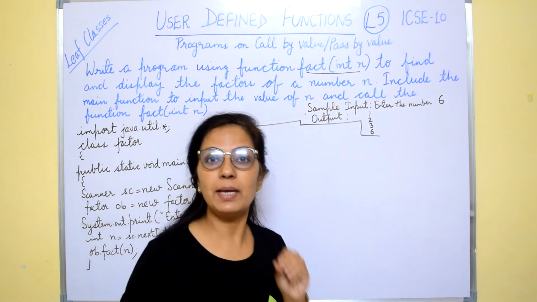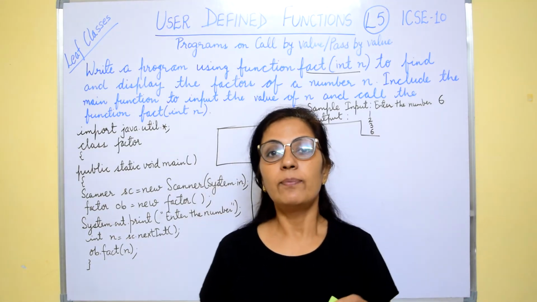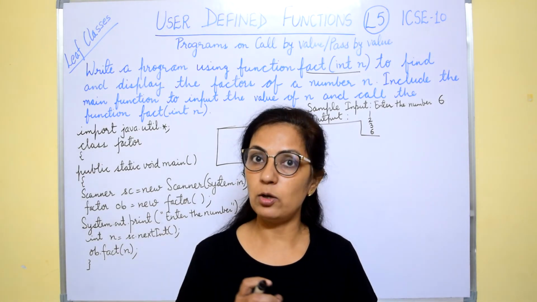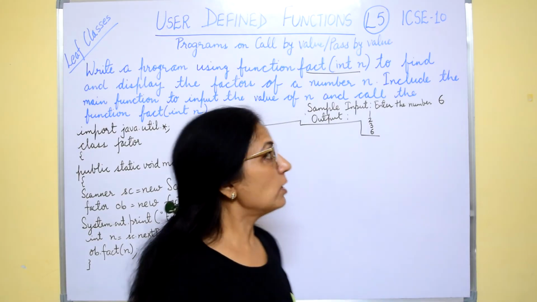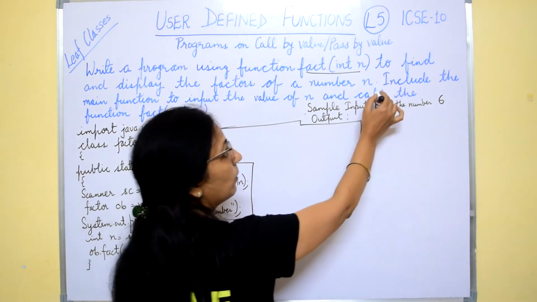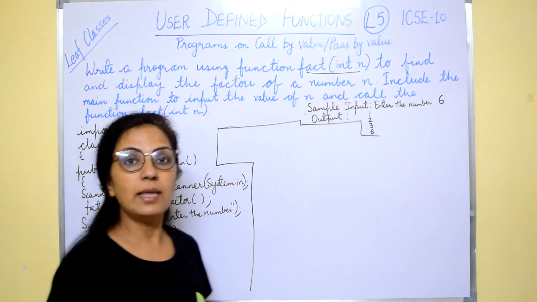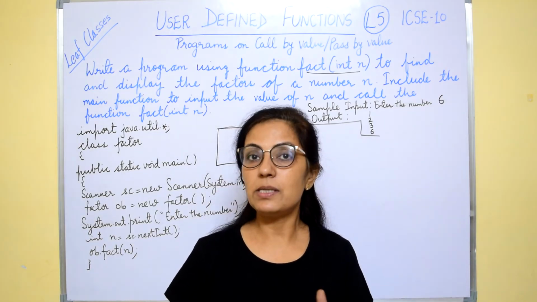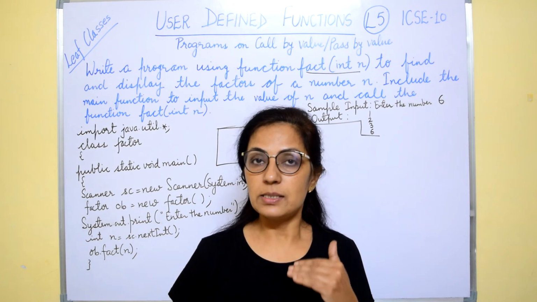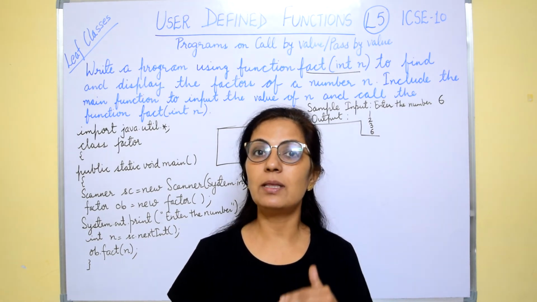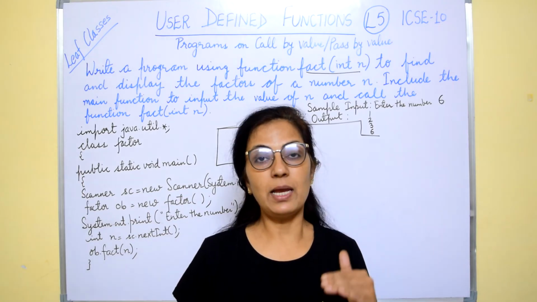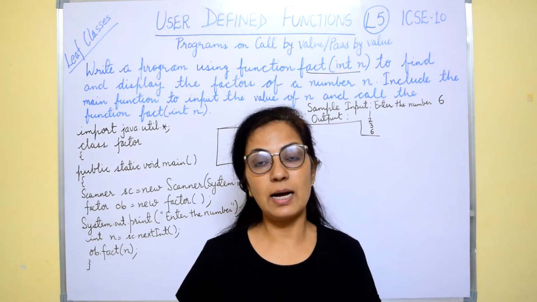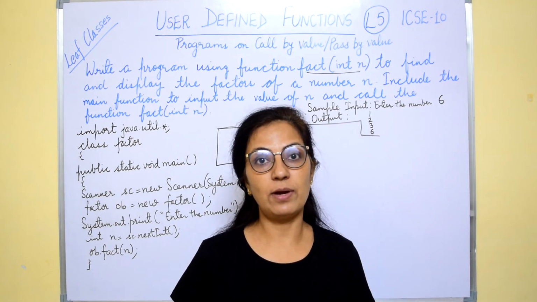Now here it is mentioned very clearly in the question that you have to write the main function, and in the main function what you have to do is input the value of n and call the function fact. Now children, if this statement is not there in the question, then there is no need of writing the main function in such type of questions. So again I am repeating, if the question says that you have to write the main function, then it is a must. But if by going through the question you can make out that the main function is not asked, then you can always leave the main function, right?